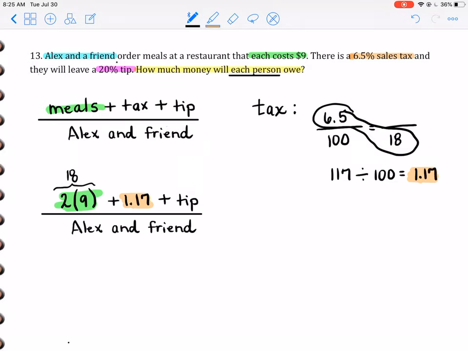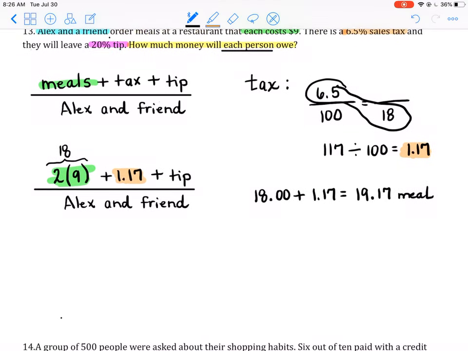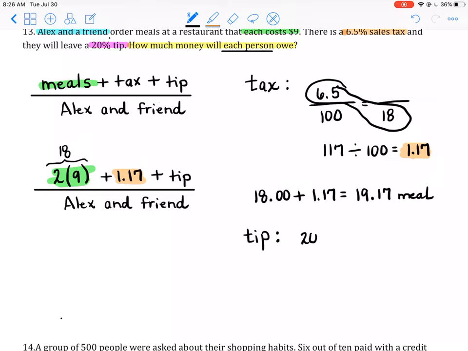Okay, then we're going to have to do a step. We need to add the tax to our meals. So $18 plus $1.17 is going to be $19.17. And then I am going to go ahead and do the tip based on that amount. So tip is going to be 20%, so 20 over 100. And we're paying it on the taxed amount, so $19.17.